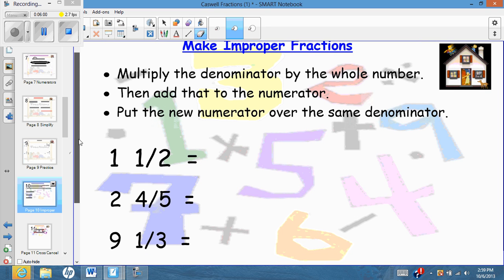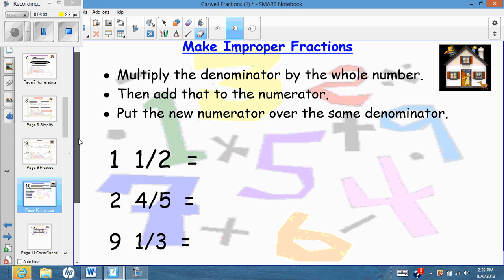Okay, here we need to make our fractions improper because we're multiplying them. You take the denominator, multiply it by the whole number, then add that to the numerator. Put the numerator over the denominator. So in this case here, you would take 1 times 2, which is 2, and then you add 1. So this would turn into 3 over 2.